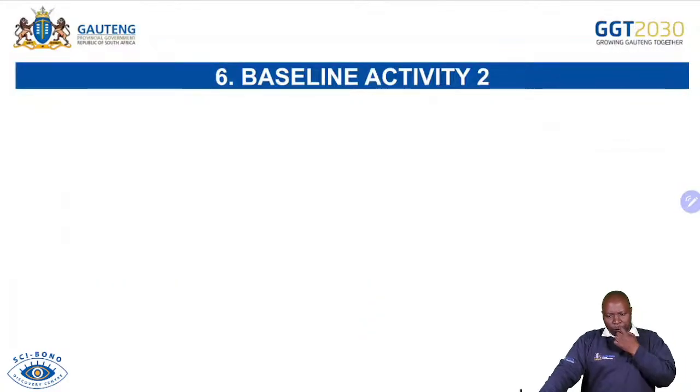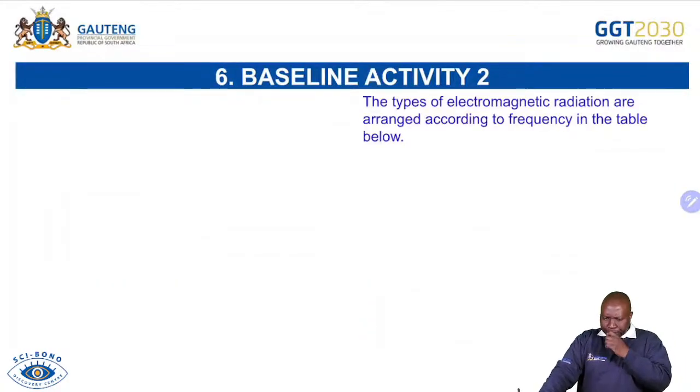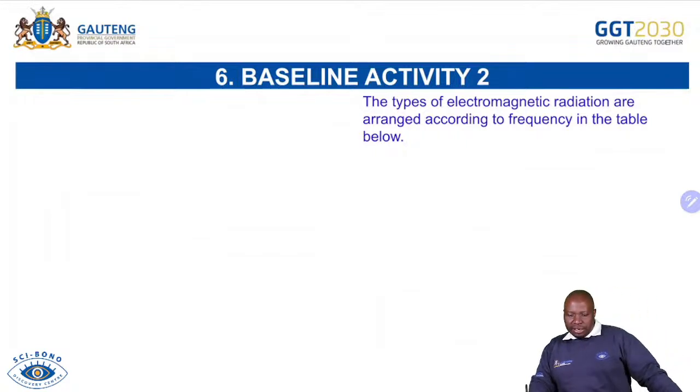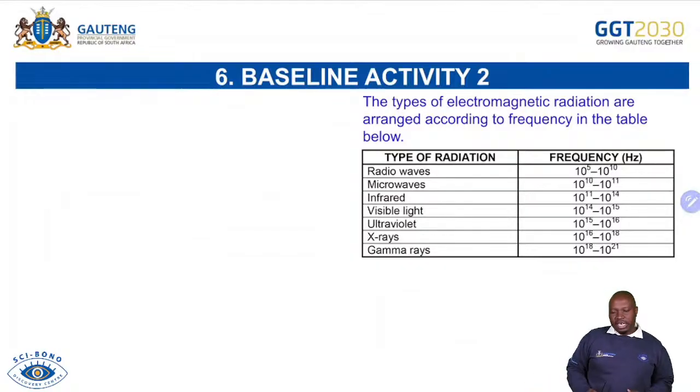Now if we continue with our baseline, we are given the types of electromagnetic radiation that are arranged according to the frequency in the table below. So we are given that question.